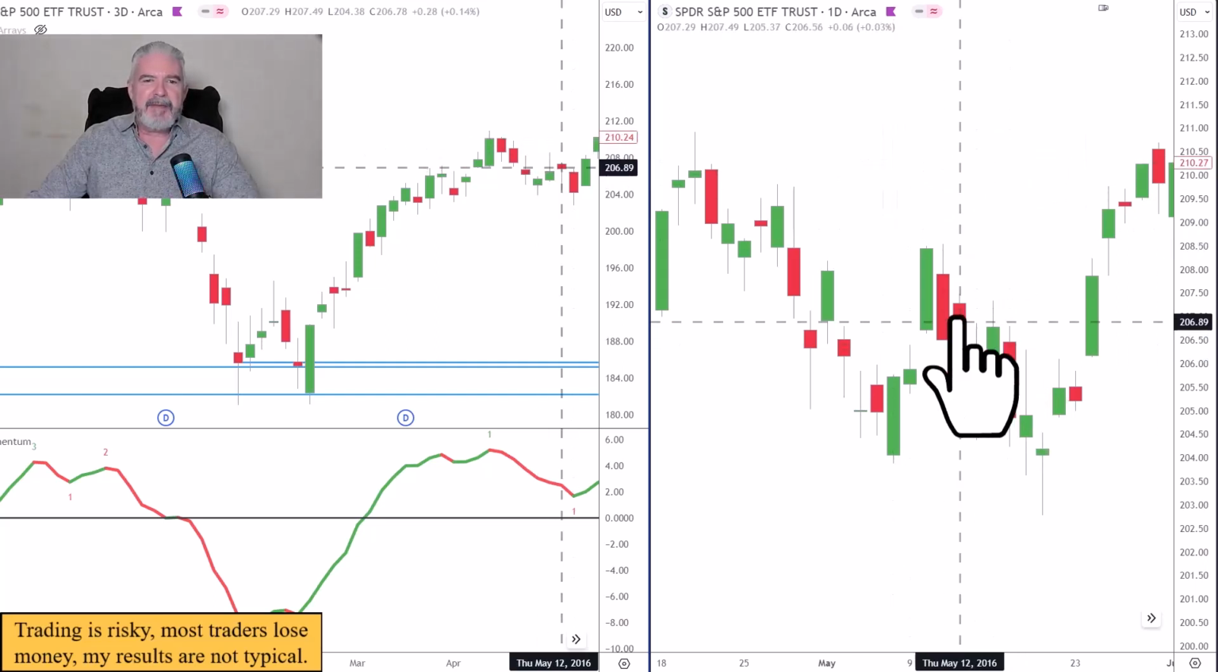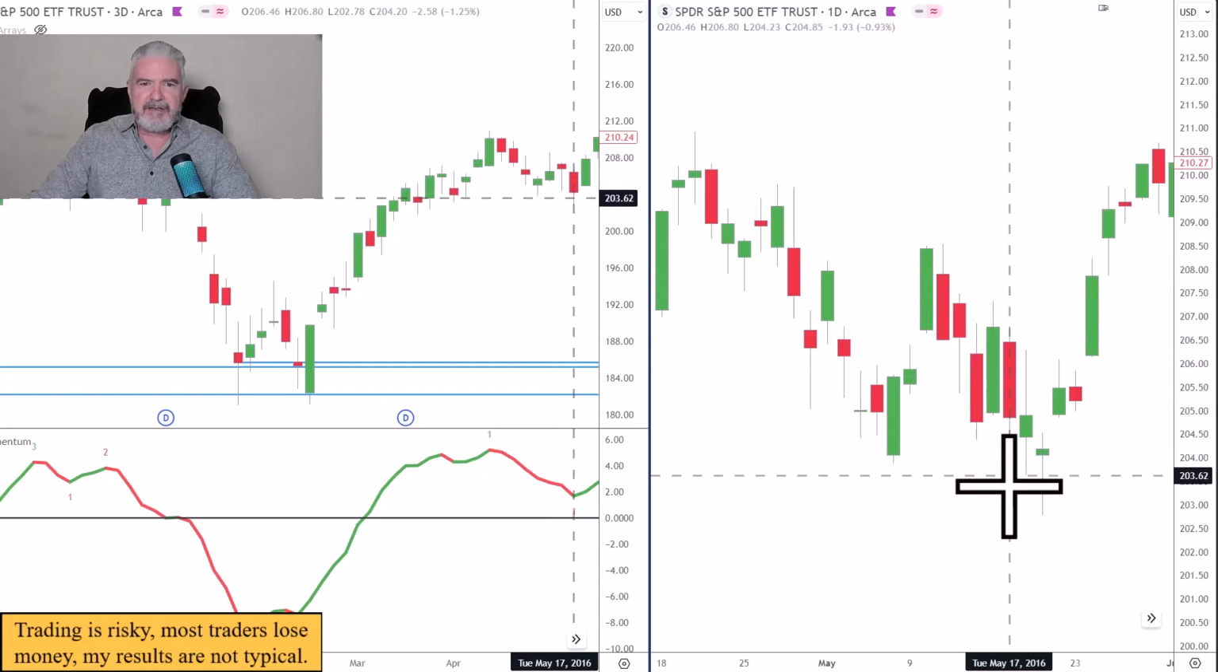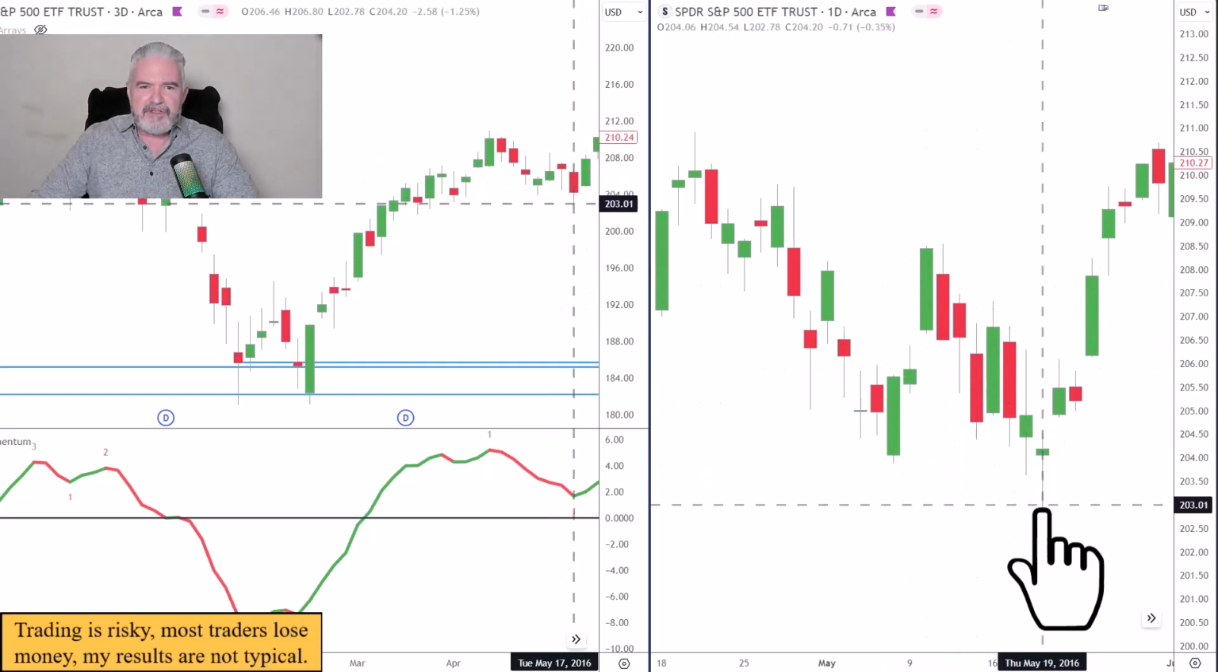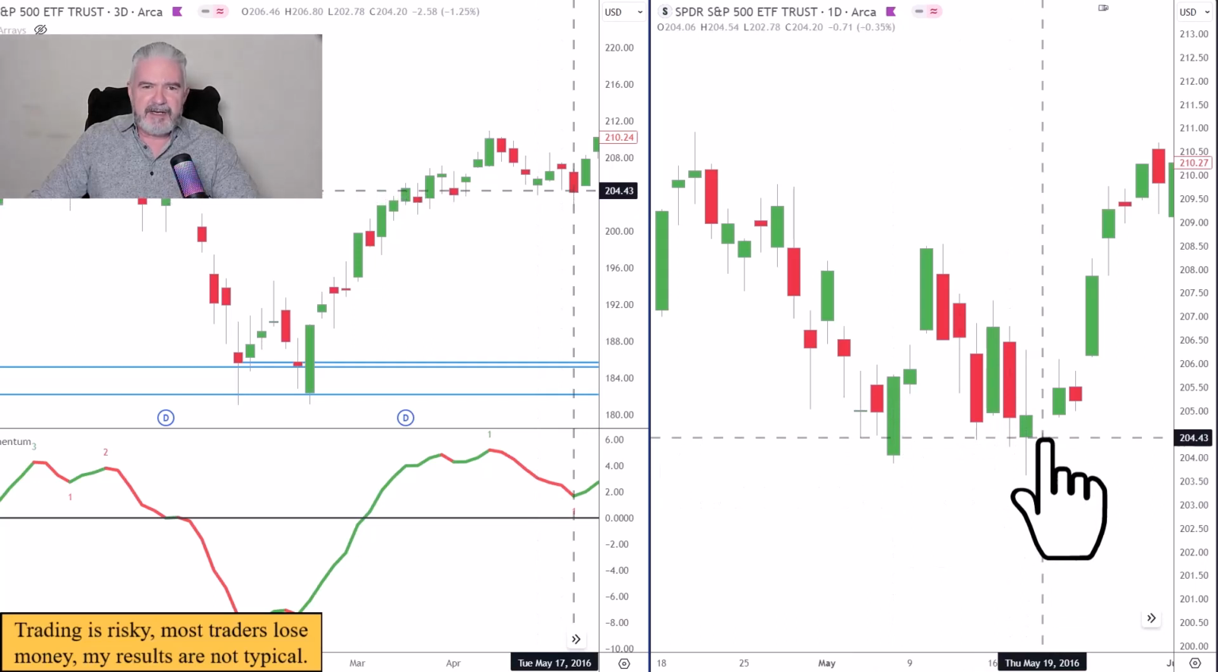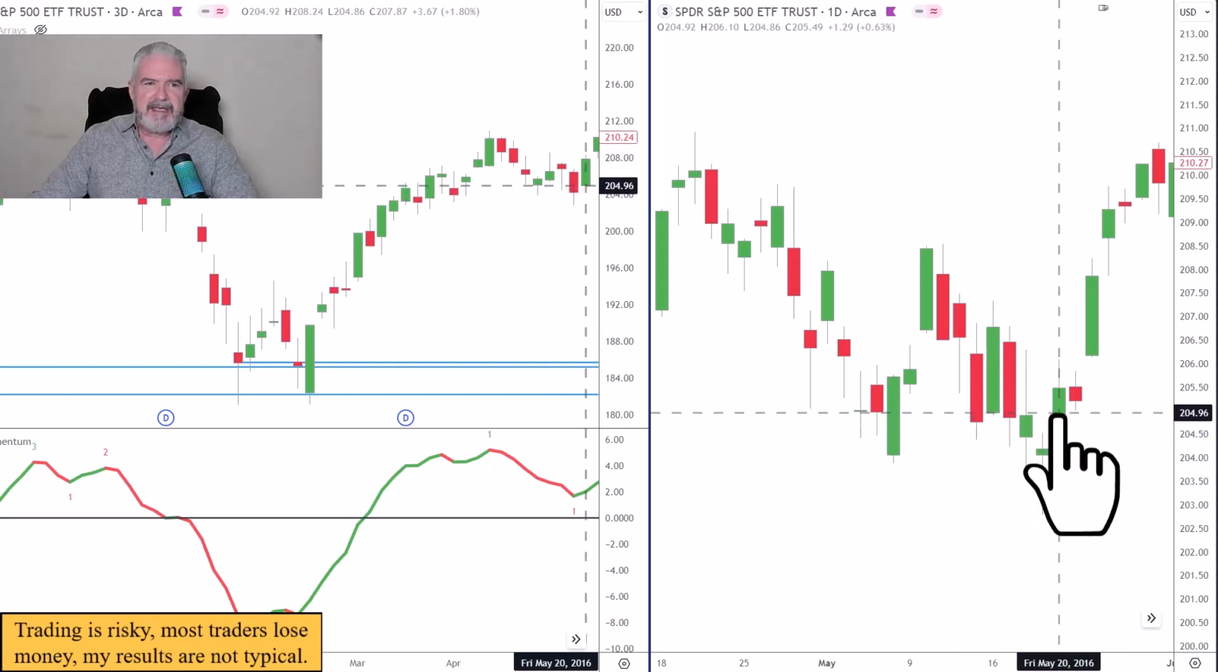Okay, and another tip we have here is this down here, this wick that we already looked at. It comes down here, pierces the bottom, comes back up. Now, boom, we get this next candle. Now look, I've got my crosshairs aligned.